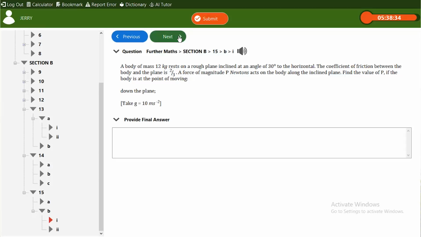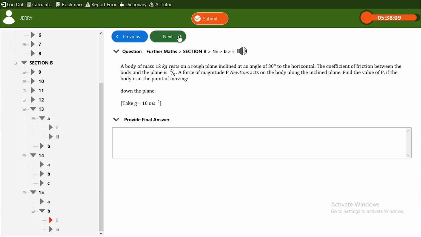This topic is friction in physics. Okay, so since this is friction, one may ask, is it physics we are solving or further maths? The answer is further maths. Physics is like a song to further maths.